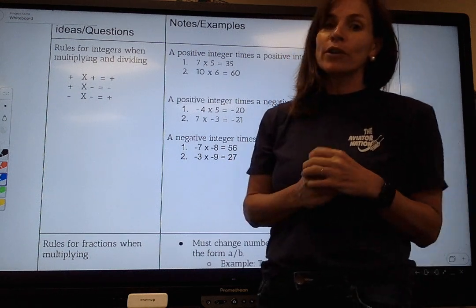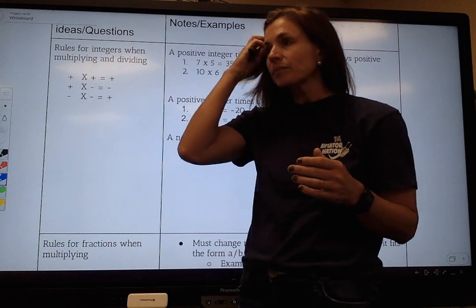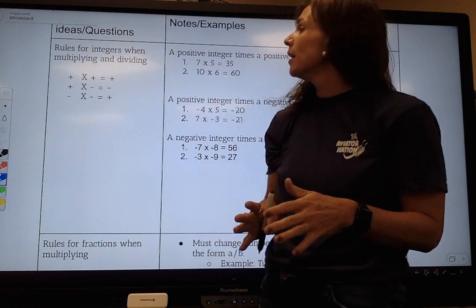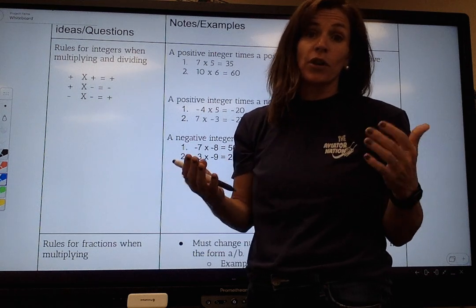Okay, now we're going to talk about multiplying and dividing fractions. Remember, this is just a refresher. I know you guys know how to do that. But one of the things that we need to go over is rules for integers on positive and negative.